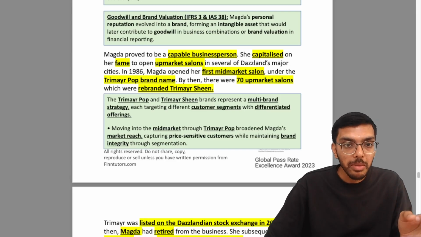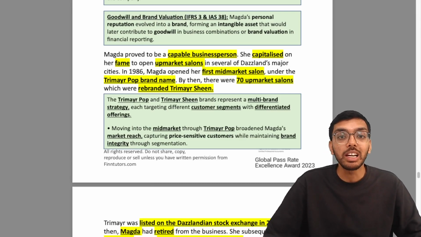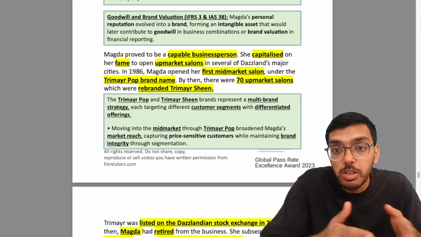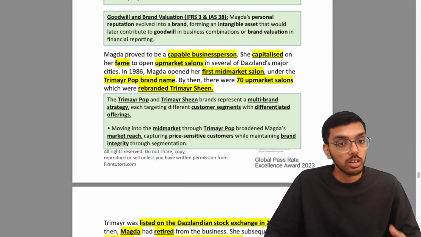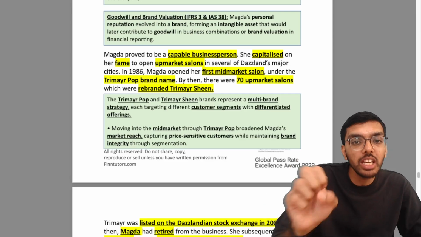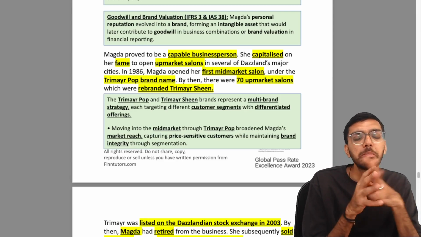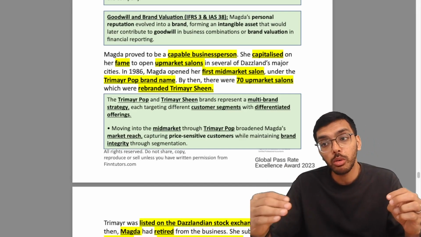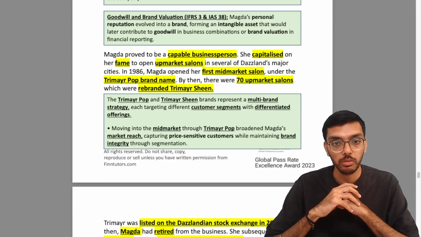So the Trimayr Pop and Trimayr Sheen brands represent a multi-brand strategy. We don't have one brand. We have multiple brands focused on different customer segments with differentiated offerings. So we moved into the mid-market segment, which broadened our market reach, capturing price sensitive customers. Now nowhere has it been mentioned that Trimayr focuses on the low market salons. Only upmarket and mid market is what we focus on.